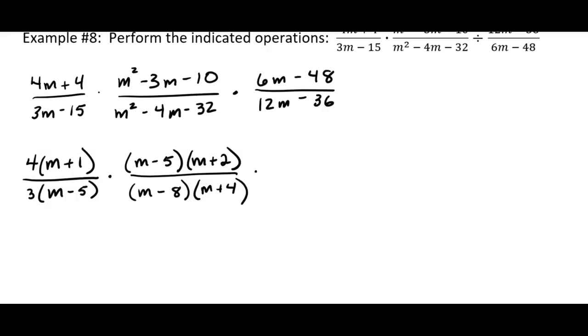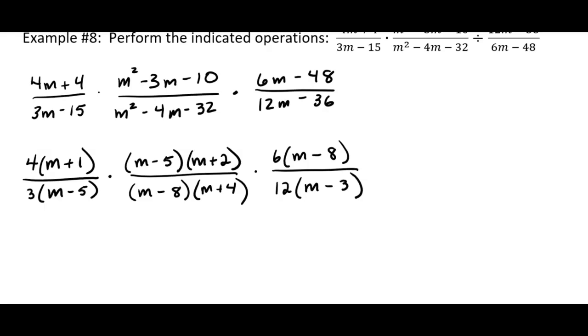Then on the last rational expression, the numerator has a GCF, so I'm factoring out a 6. And the denominator has a GCF of 12, and so I'm factoring that out. Whew, so that was all the factoring.